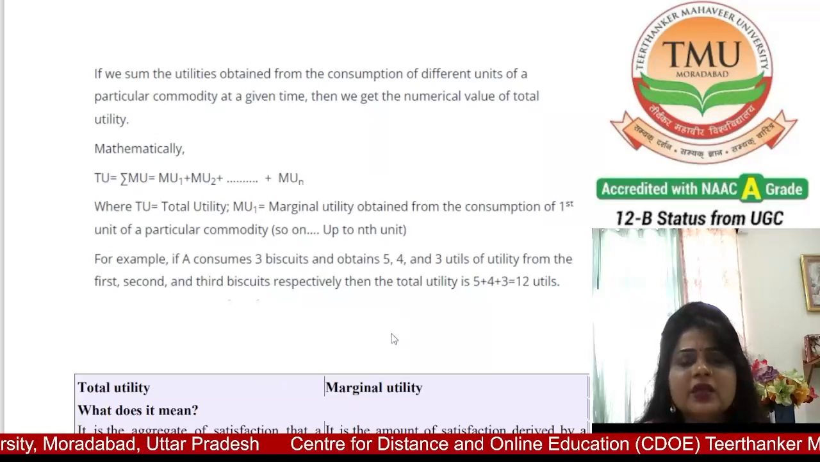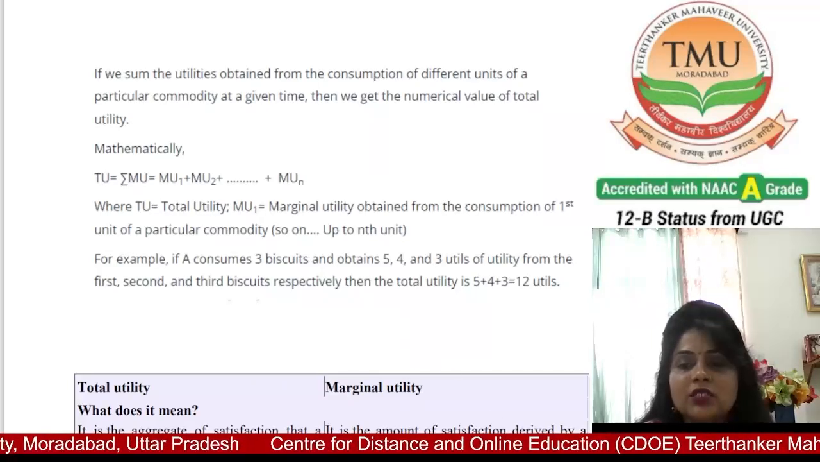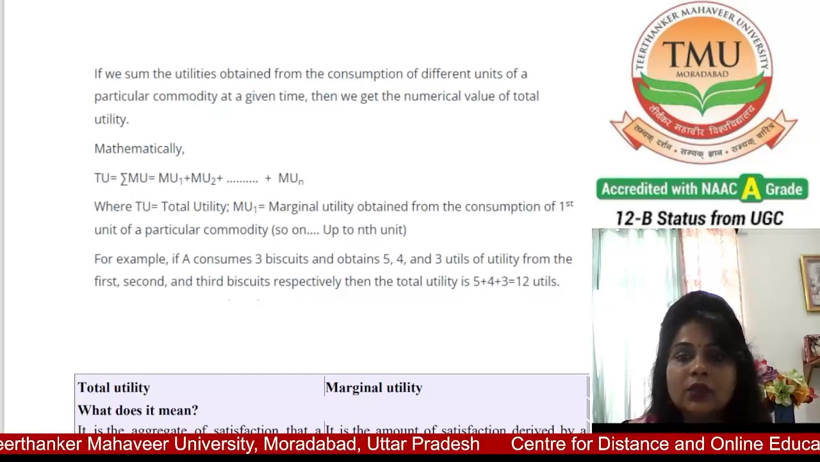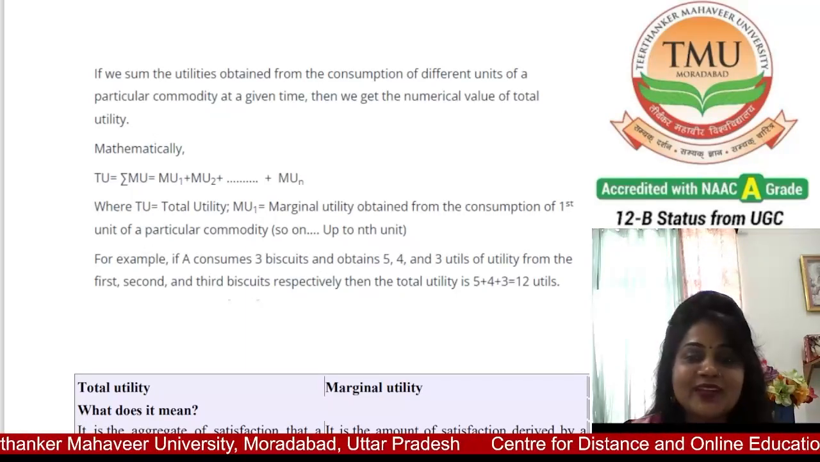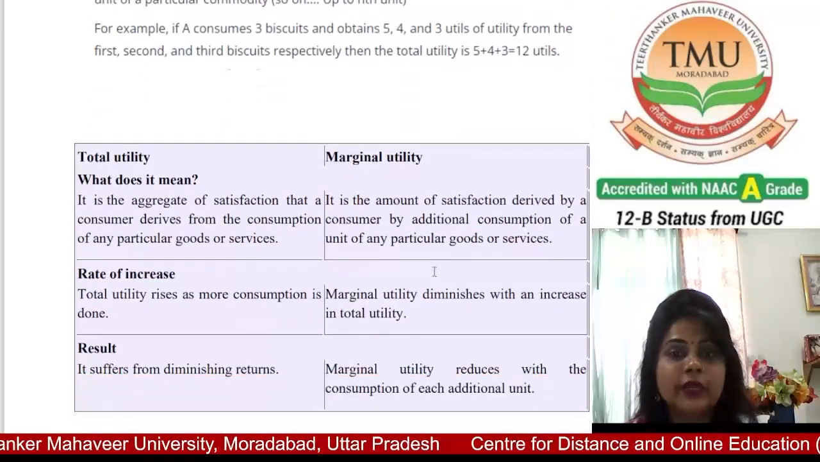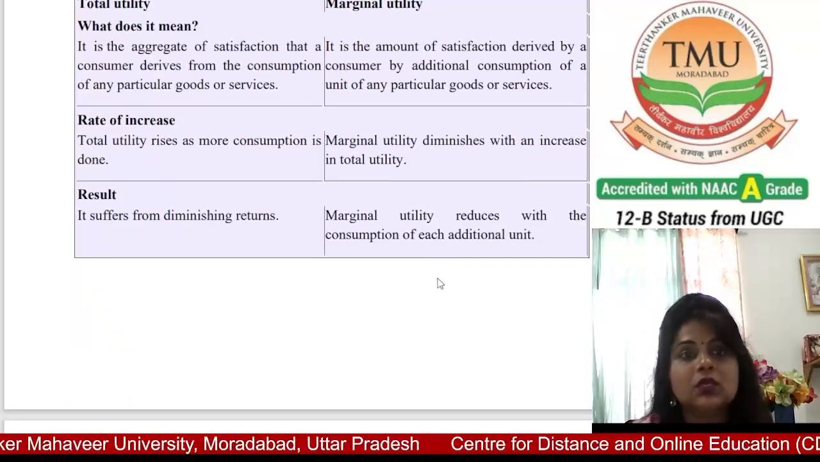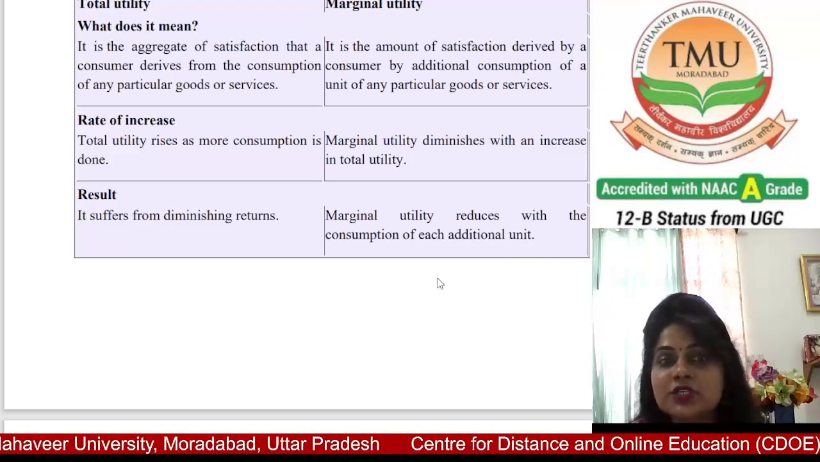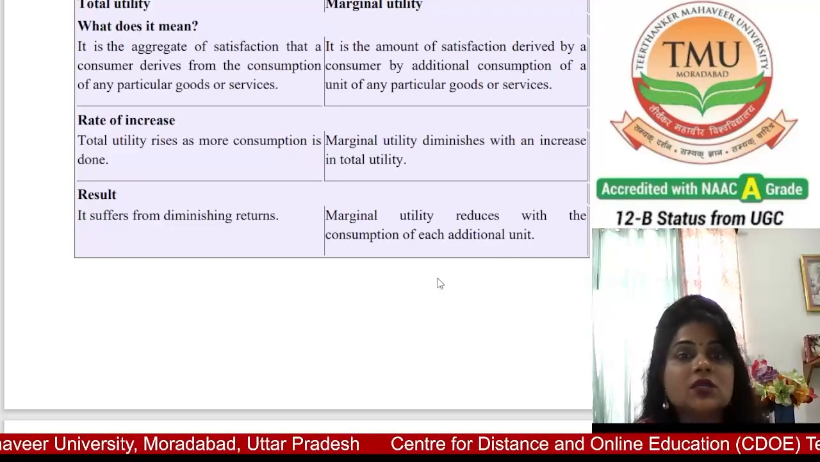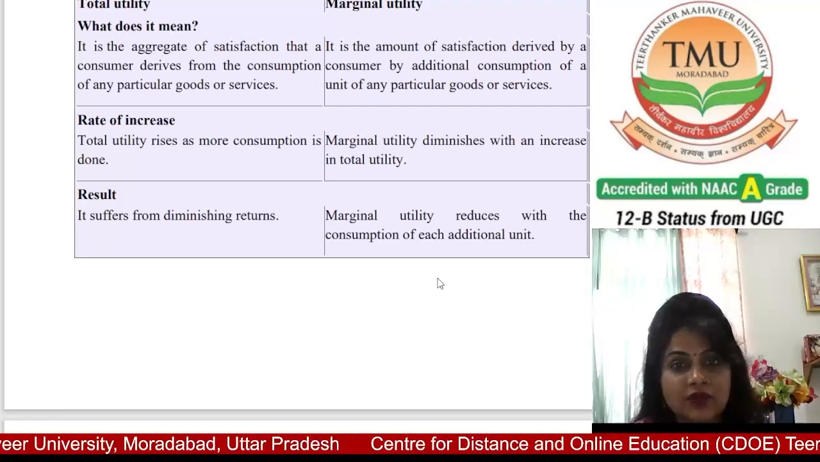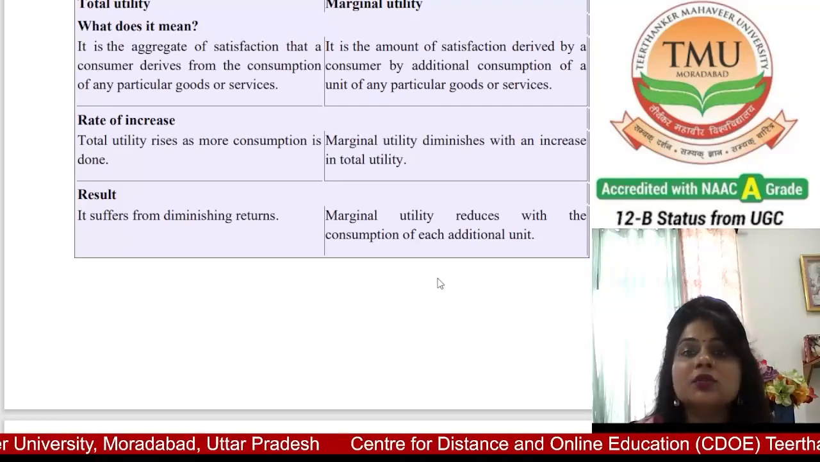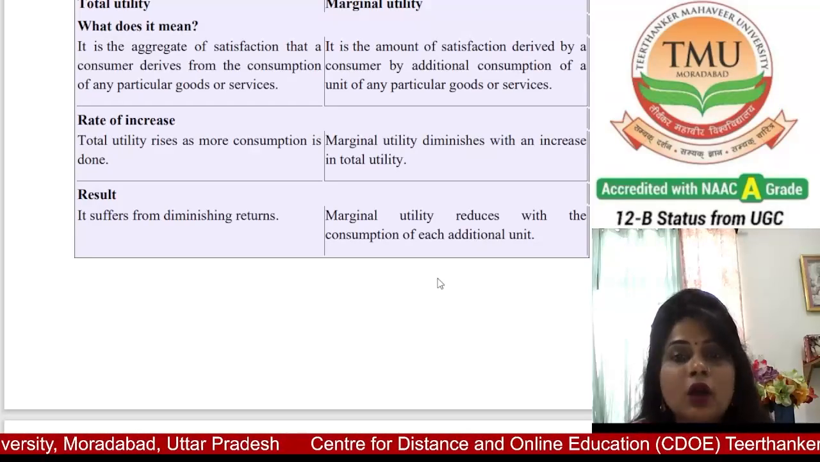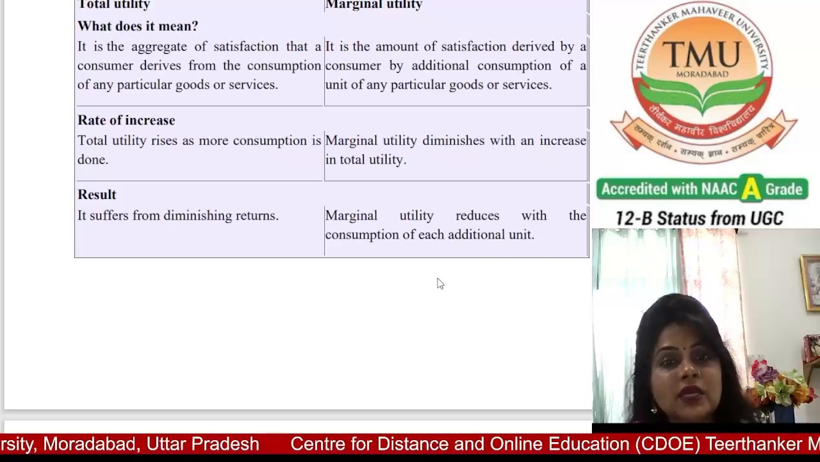It can also be explained with diagrams and schedules. I think you have completely understood what total utility is and what marginal utility is. Briefly, total utility is the aggregate of satisfaction that a consumer derives from the consumption of any particular goods or service. Marginal utility is the amount of satisfaction derived by a consumer from additional consumption of a unit of any particular goods and services.